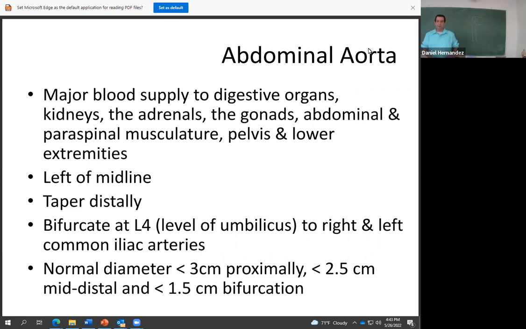When we talk about the lie of the aorta, it lies just to the left of midline. So if I'm looking at the patient, the abdominal aorta is going to lie just to the patient's left of midline. IVC courses to the right of midline. So aorta to the left, IVC to the right.